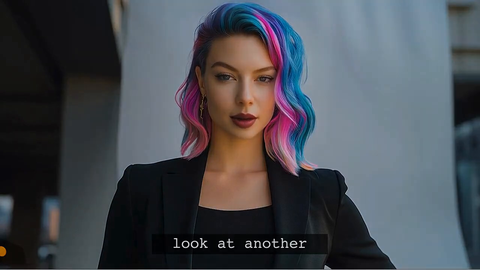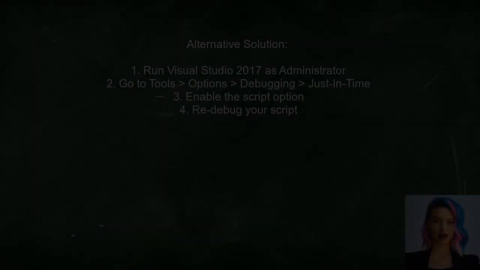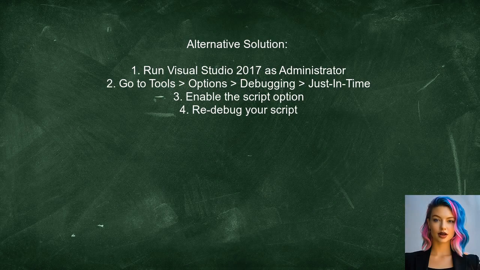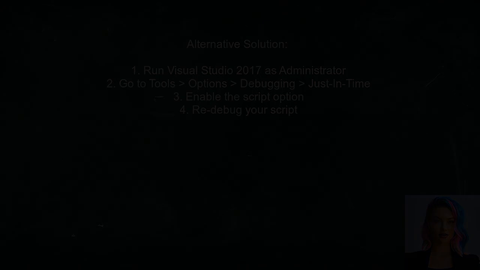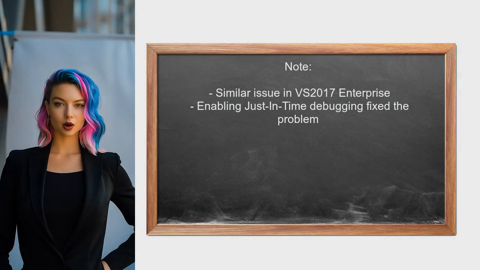Let's take a look at another one. An alternative solution suggests running Visual Studio 2017 as an administrator. Then enable the script option under Tools, Options, Debugging, Just-In-Time. After making these changes, try debugging your script again. The user also mentions that they encountered a similar issue with Visual Studio 2017 Enterprise. Enabling just-in-time debugging resolved their problem as well.